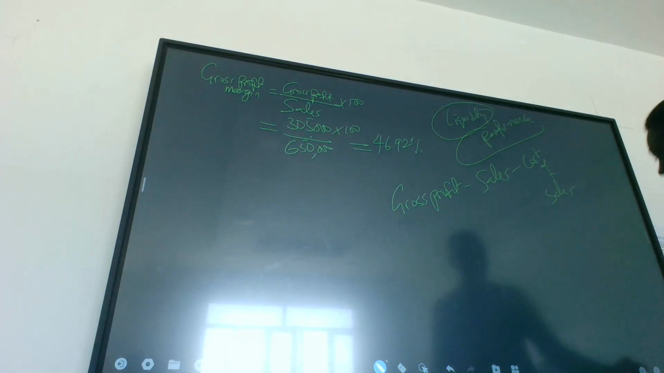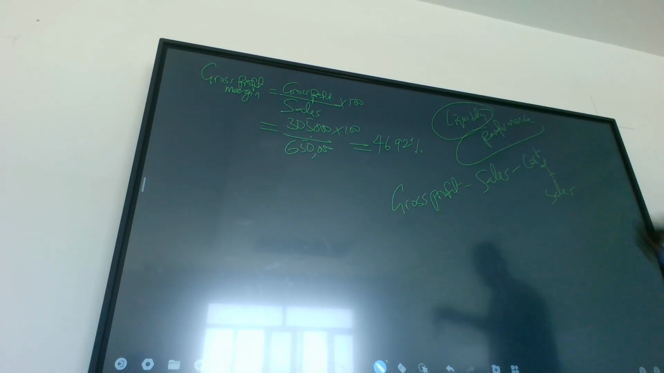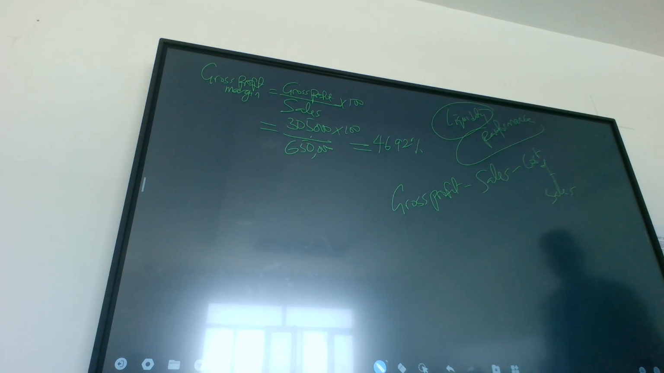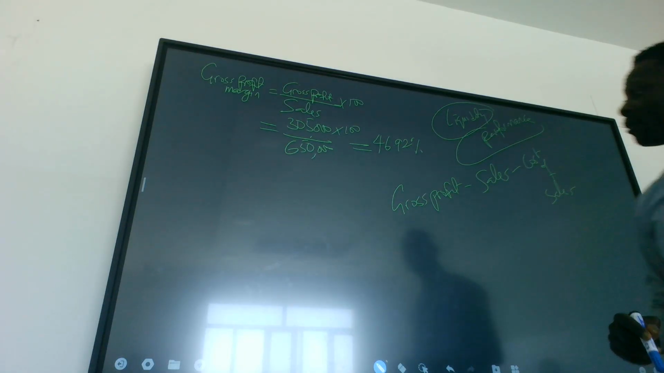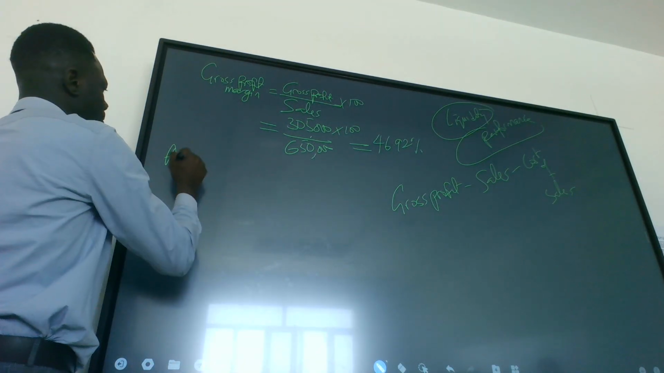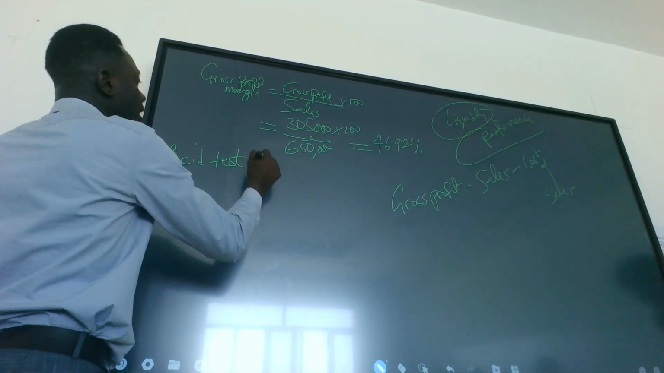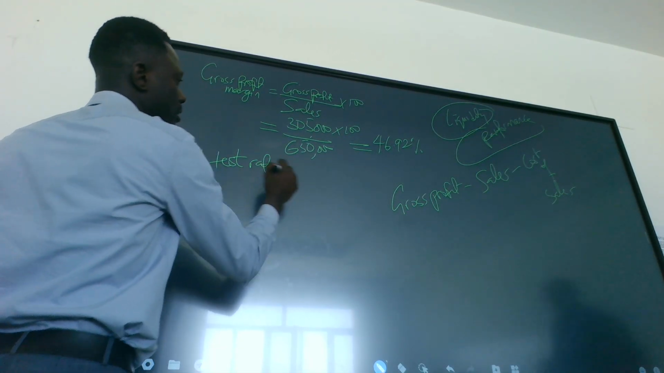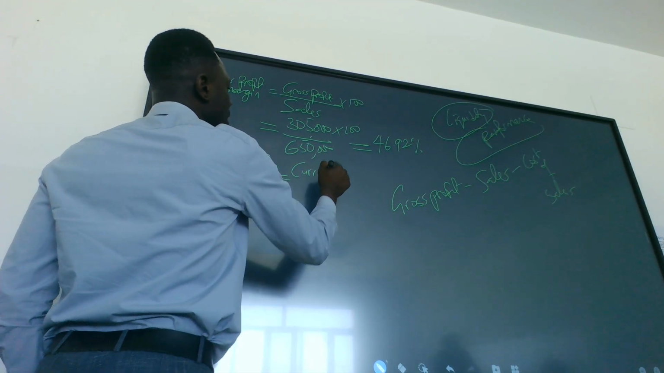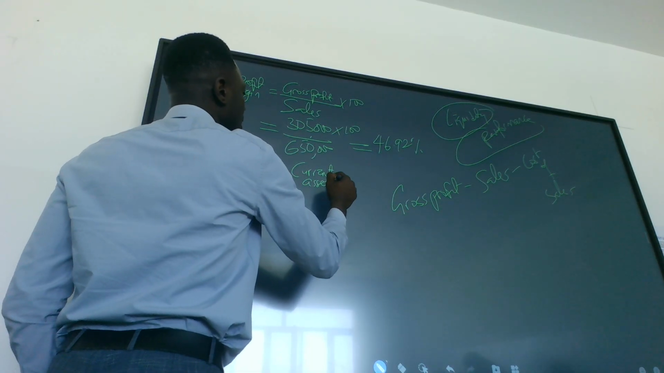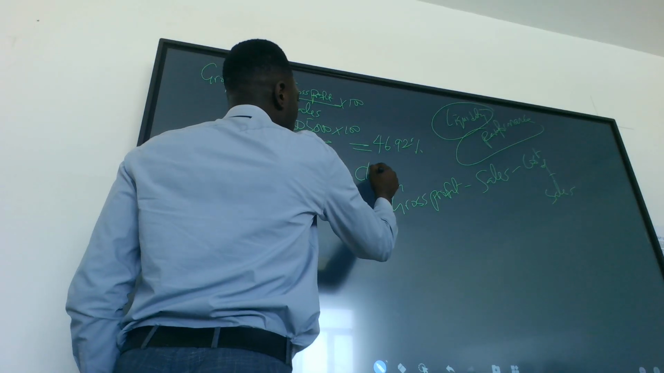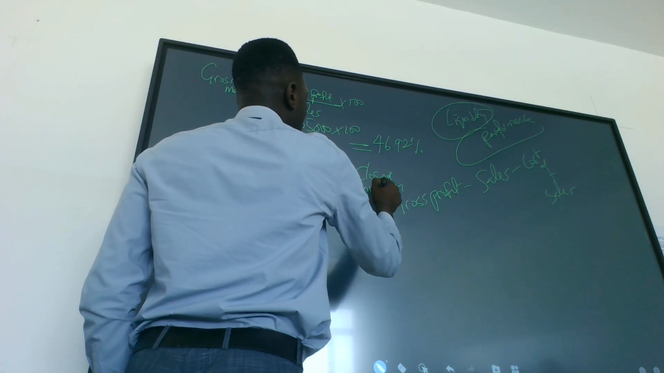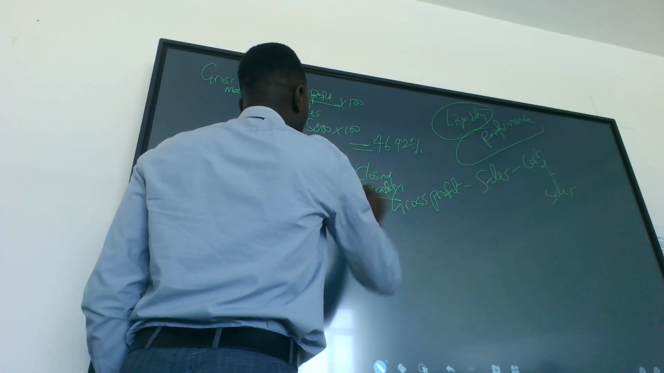The next question. I think gross profit margin is clear, right? So the next question. You have to write it. You can solve the second question, then we'll write it. The next question says we should find the acid test ratio. For the acid test ratio, it is current assets minus closing inventory, divided by current liabilities.